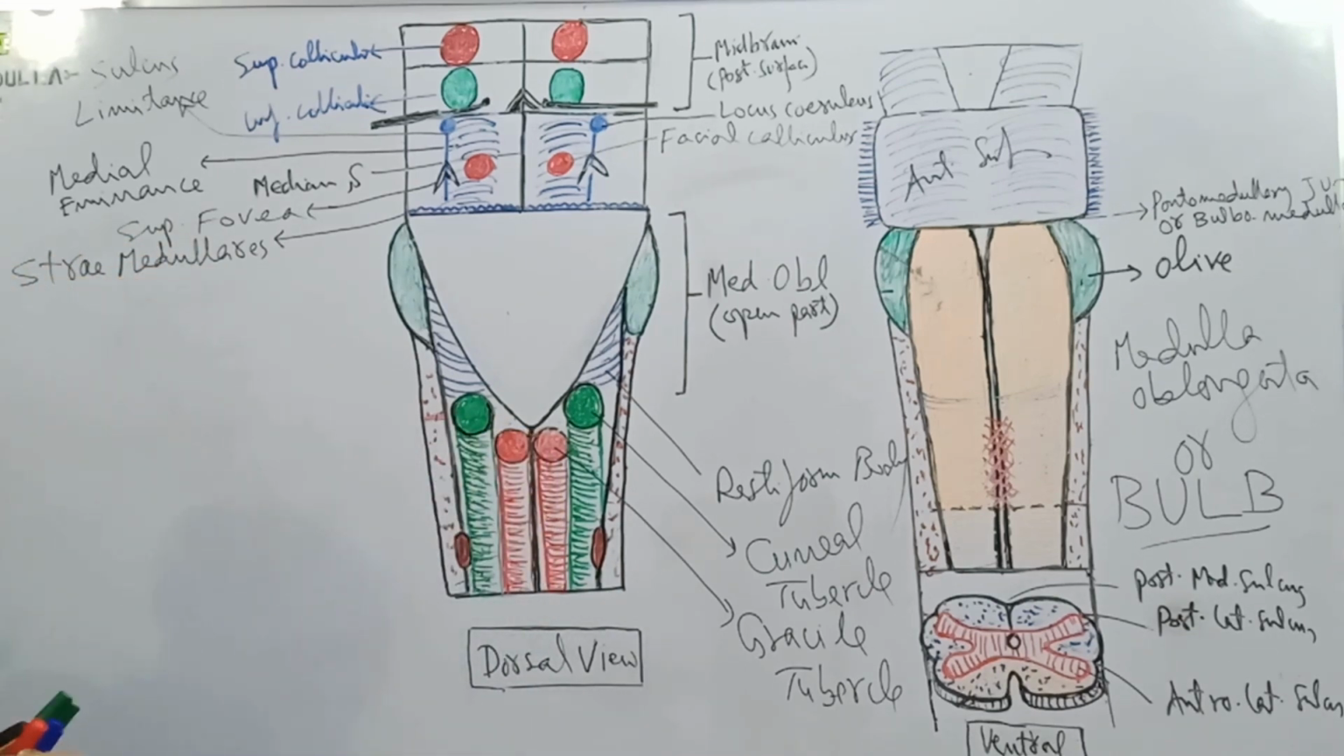Now we will discuss the external features of the dorsal surface of the open part of the medulla oblongata. Can you see it's triangular in shape, with the base directed upwards and the apex directed downward. The base is at the bulbopontine sulcus or pontomedullary junction, and it can be identified easily by these nerve fibers known as the striae medullaris.